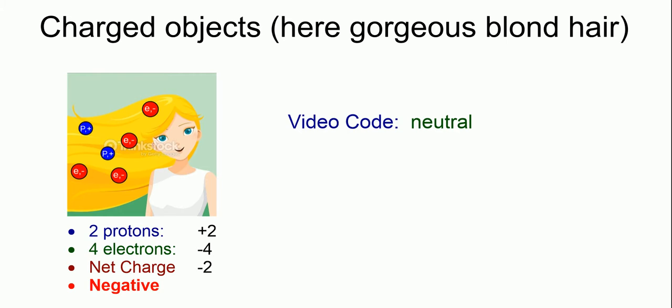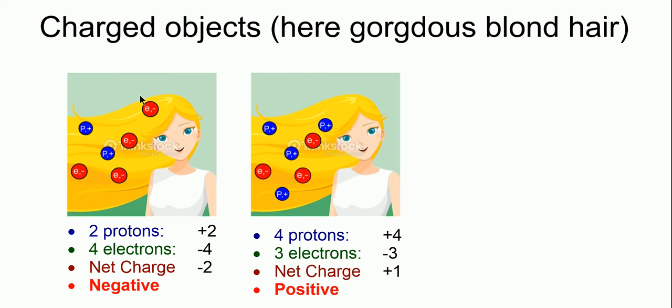And to finish it off, one more example. We're going to use this gal's gorgeous blonde hair. We have 2 protons, don't we? So we have 2 positive, plus 2, but we have 4 negative electrons, minus 4. The net charge is negative 2, meaning her hair is negative. Here's your video code, neutral. Next, what have we got? Let's see, I have 4 protons, 1, 2, 3, 4, plus 4, only 3 electrons, 3 negatives, so we get a positive charge, net charge of 1, don't we? A positive object, the hair.